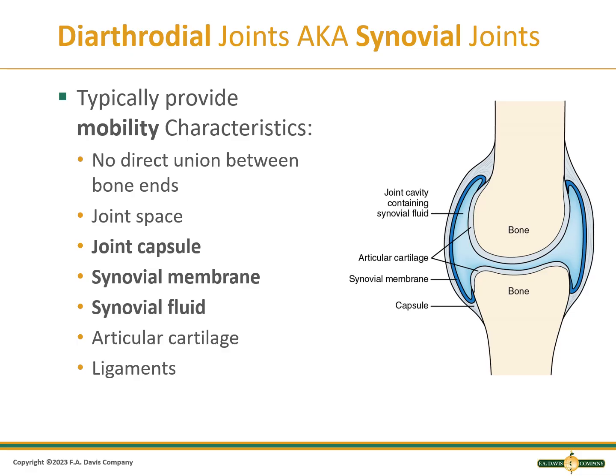The internal surface of the joint capsule is lined with the synovial membrane, and the joint itself is filled with synovial fluid, which lubricates the joint and provides nutrients within that joint space. Each end of the bone of a synovial joint is lined with articular cartilage, and these joints are supported by ligaments.